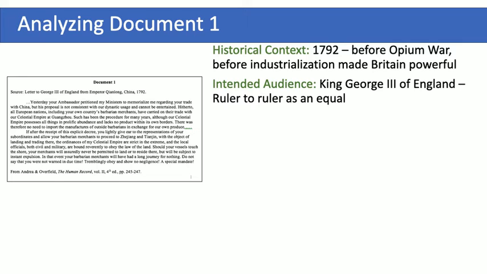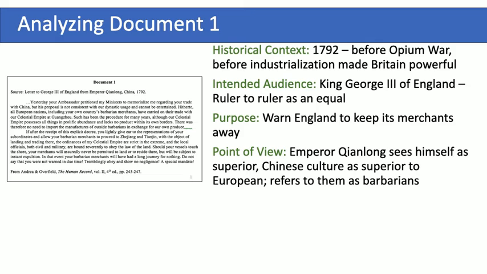And then when I read the document, I know that the purpose is to warn England to keep its merchants away. Right now, I know from history that England's not going to listen, but this is before any of that happens. So he doesn't know how this is going to go, right? He's trying to warn the English, keep your merchants away, keep your drugs, your opium out of here, right? If I'm analyzing point of view, it's Emperor Qianlong. He sees himself as superior, the Chinese culture as superior to the Europeans. When I read the document, I see that he refers to them as barbarians, right? So that would help me analyze the point of view.